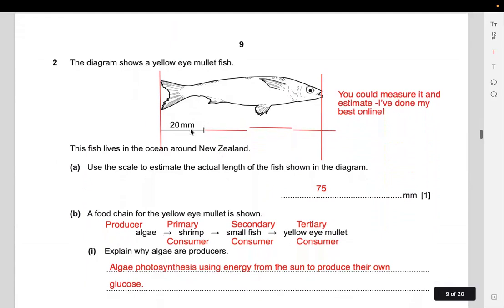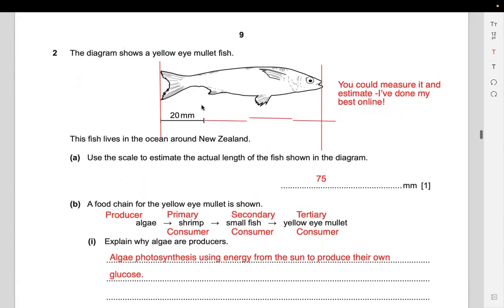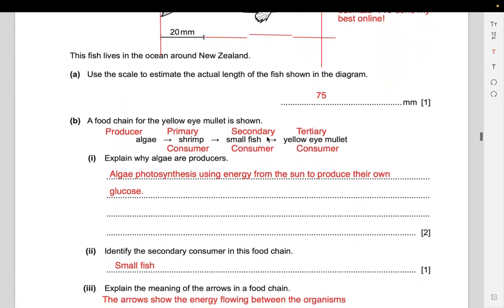This was one of those scale questions where I use the scale to estimate the actual length of the fish shown. I'm on a computer, and so I've basically copied and pasted a line about the same length as that one and tried to roughly join them up. I've guessed at about 75, which is what's on the mark scheme. That's about right. 20, 40, 60, that would be 80. So that's 20, 40, 60, 70, and probably about halfway, given mine's not very accurate. Yours would be better.